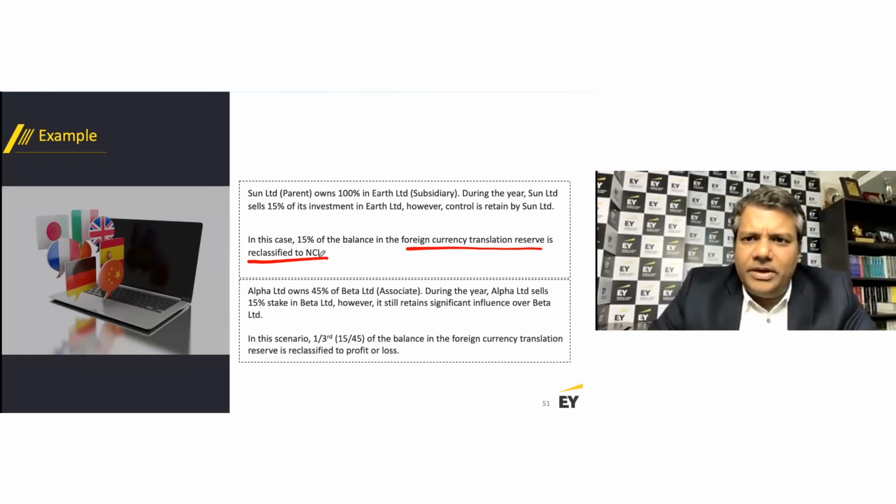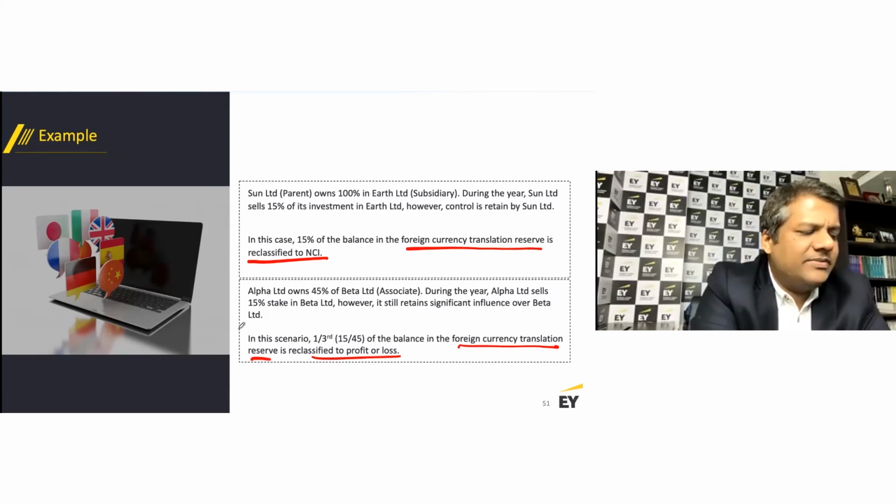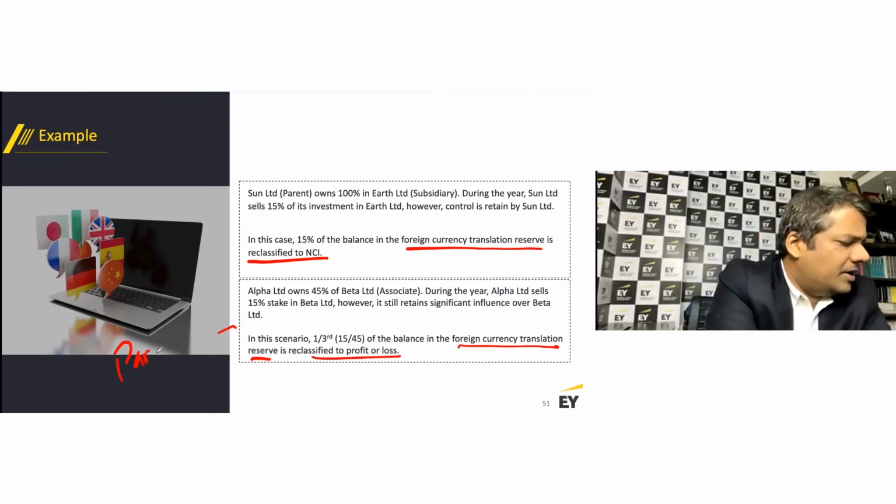Now, Alpha Limited owns 45% of Beta Limited. During the year, Alpha Limited sells a 15% stake in Beta Limited, however, still retains significant influence over Beta Limited. So, in this scenario, one-third of the balance in the foreign currency translation reserve is reclassified. It's a partial disposal.